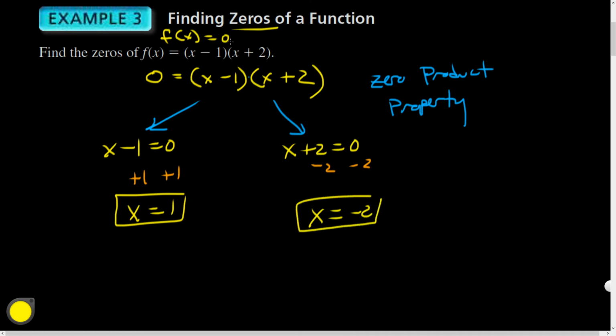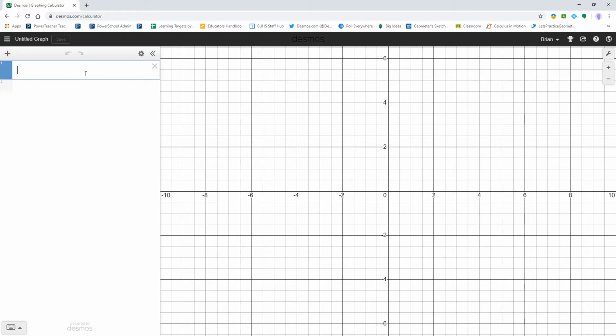Notice, first of all, that the zeros of a function are not necessarily equal to 0 themselves. These are the inputs where, if I plugged them into the function, I would get a 0 as the output, although they could technically be 0. Let's graph this. Even though this isn't asking us to do that, x minus 1, x plus 2, let's graph this just to see.